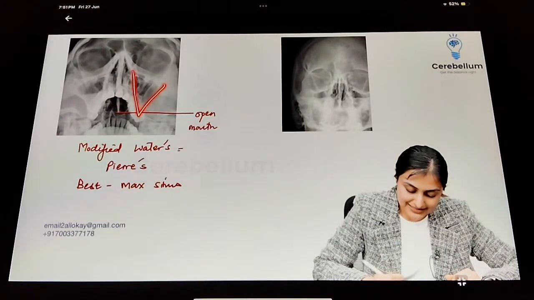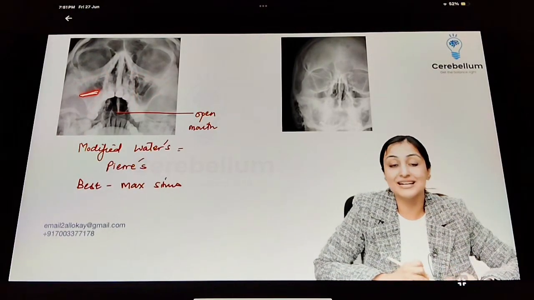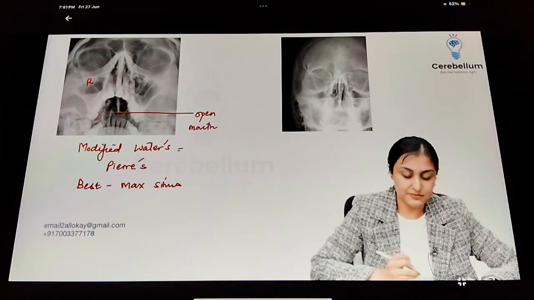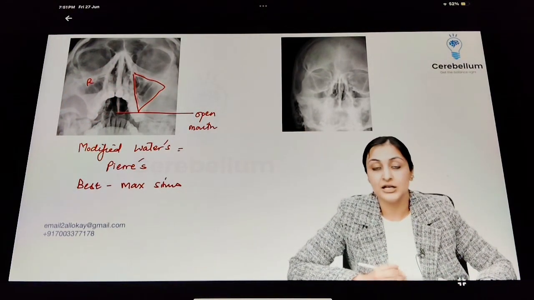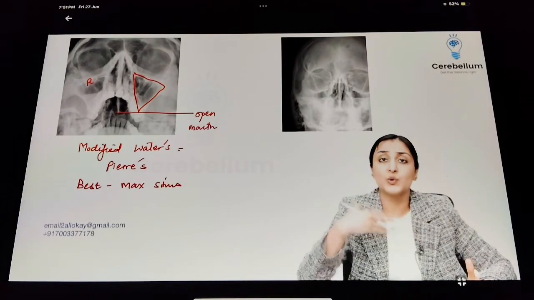So look at this. These are the maxillary sinuses. You can see that there is an air fluid level here indicating sinusitis, right maxillary sinusitis in this case. This is how normal sinuses will appear, completely black. Okay. Another question which may be asked is how do you acquire this X-ray?